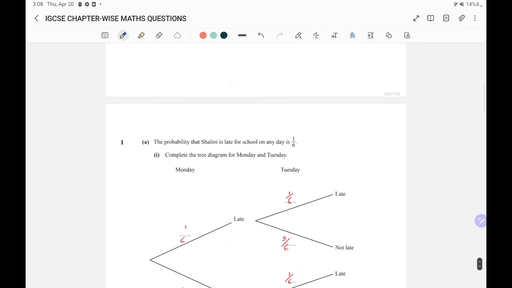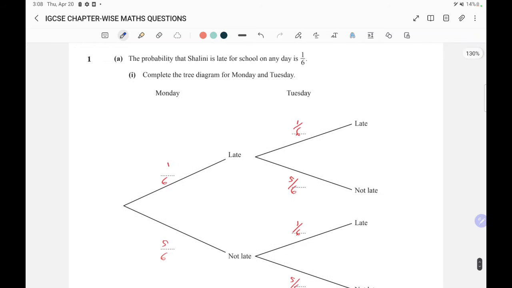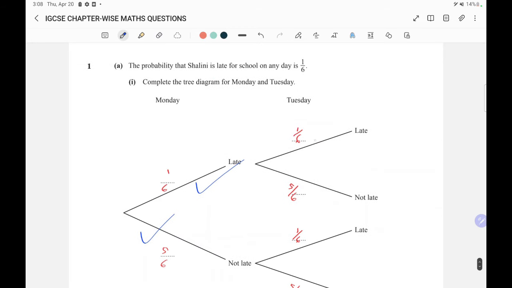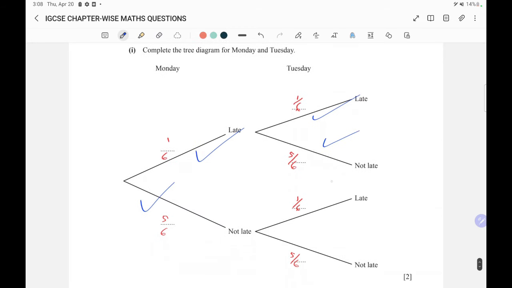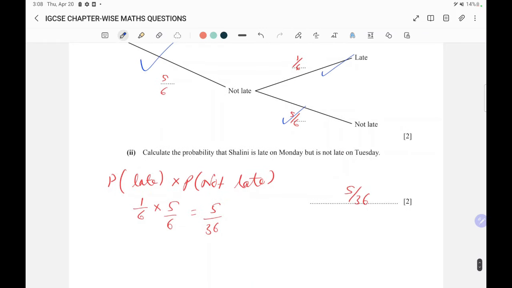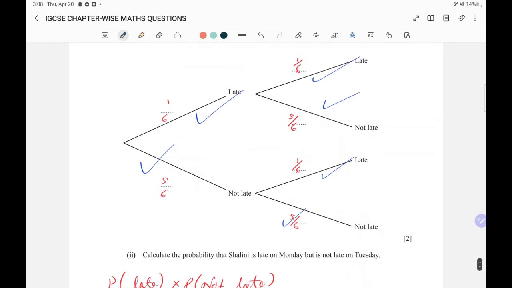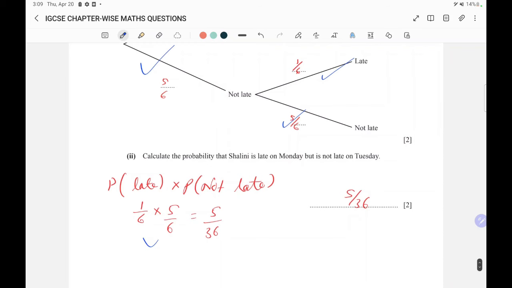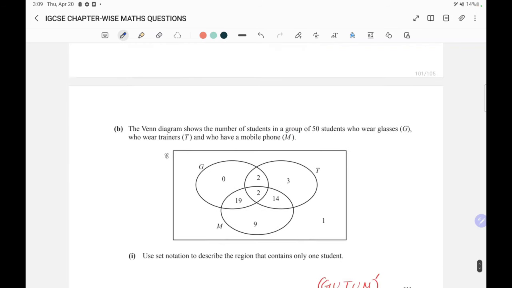That's the probability that Shalini is late for this school. So late is 1/6. Not late is 5/6. Now late is again 1/6. Not late 5/6. Late 1/6. Not late 5/6. Calculate the probability that Shalini is late on Monday but not on Tuesday. So late on Monday but not on Tuesday. So 1/6 times 5/6. 5/36.